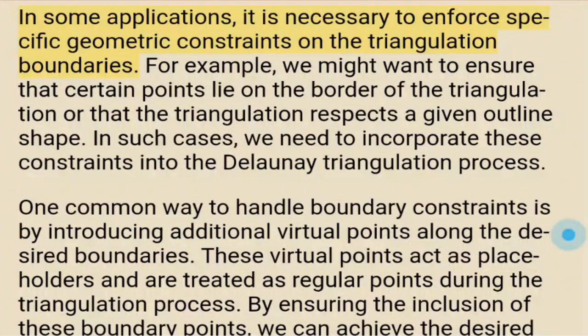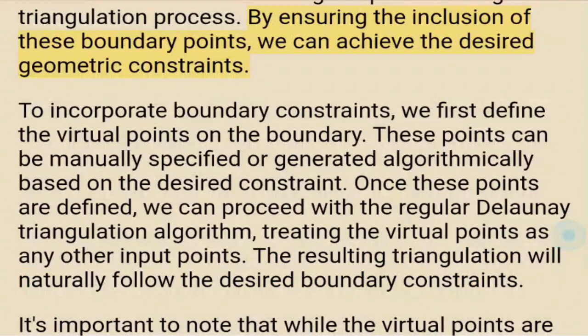In some applications, it is necessary to enforce specific geometric constraints on the triangulation boundaries. For example, we might want to ensure that certain points lie on the border of the triangulation or that the triangulation respects a given outline shape. In such cases, we need to incorporate these constraints into the Delaunay triangulation process. One common way to handle boundary constraints is by introducing additional virtual points along the desired boundaries. These virtual points act as placeholders and are treated as regular points during the triangulation process. By ensuring the inclusion of these boundary points, we can achieve the desired geometric constraints.